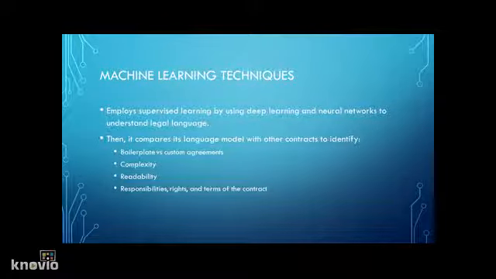So LegalRobot employs two families of machine learning techniques in order to be successful, and the first is supervised learning. The types of supervised learning it uses are deep learning and neural networks in order to draw connections and derive meaning from its legal language model.